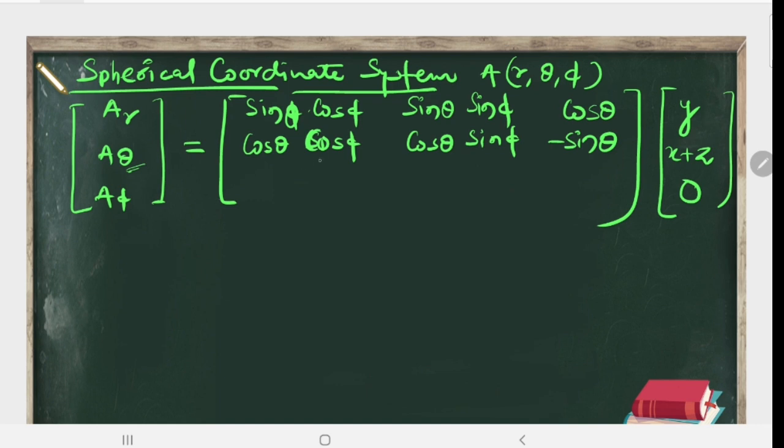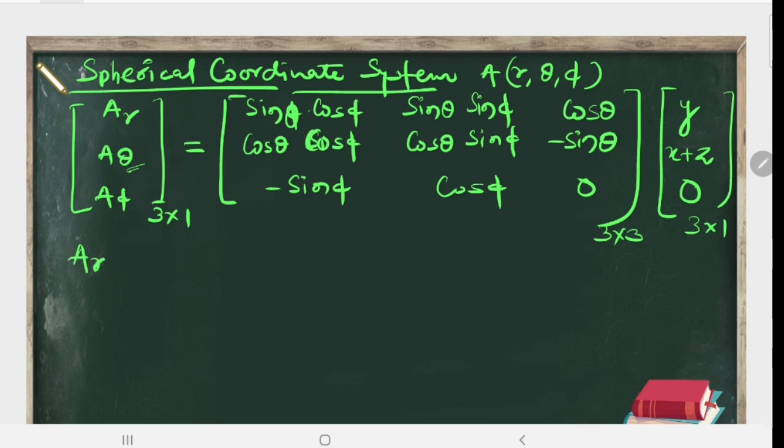Then the phi component: differentiate this equation and eliminate the other variables. So here we get minus sin phi, then cos phi, and this will be 0. This will be 0. So you have to multiply this 3 cross 3 matrix with the 3 cross 1 matrix. The resultant will be a 3 cross 1 matrix.